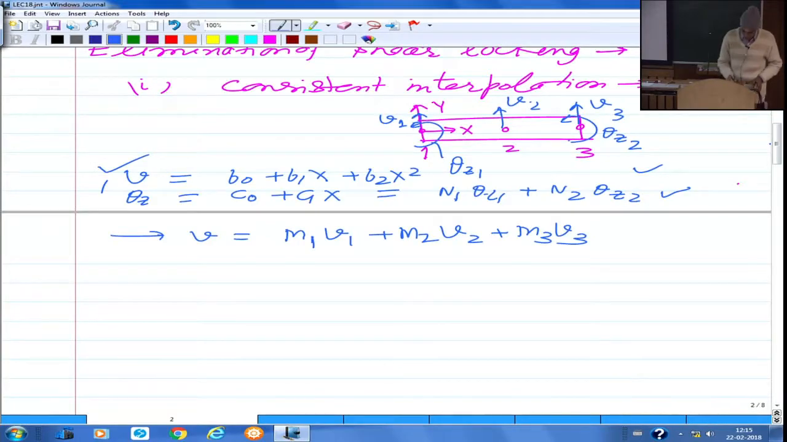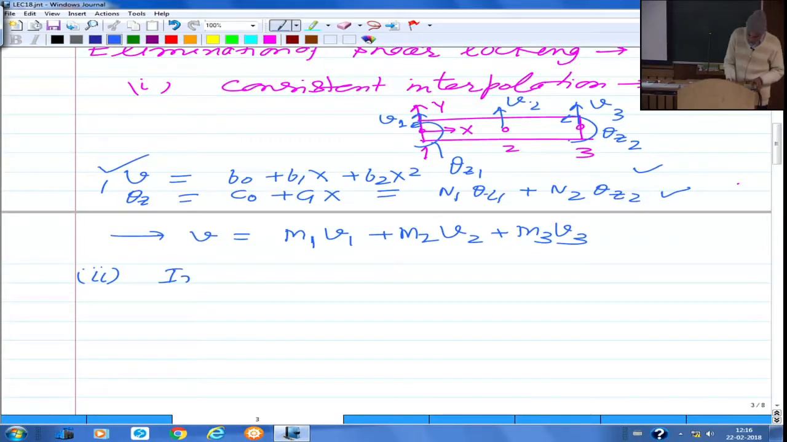So this is what I had discussed under this consistent interpolation of V and theta z. And then the rest of the derivation you have to do: the development of element level governing equations and so on, finally the derivation of the stiffness matrix and load vector, that of course you need to work on. Because the steps are the same, there is no point in repeating the same thing again.